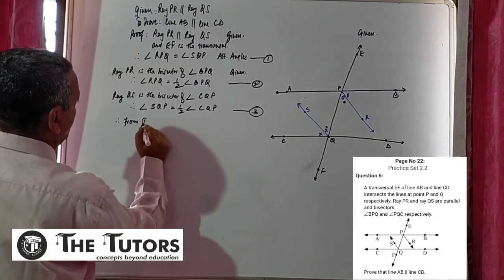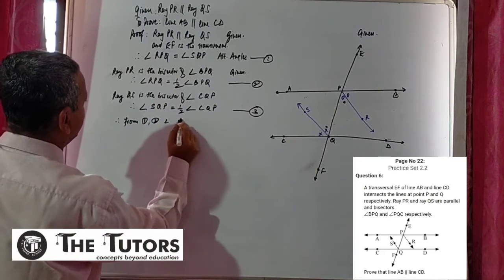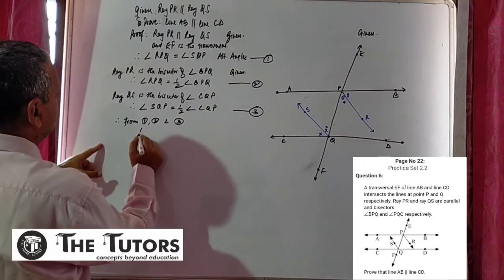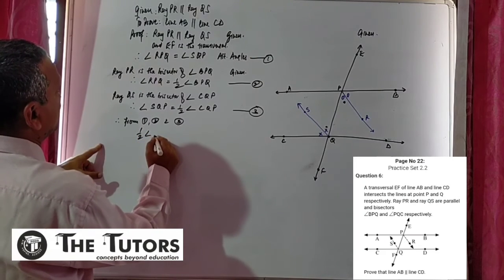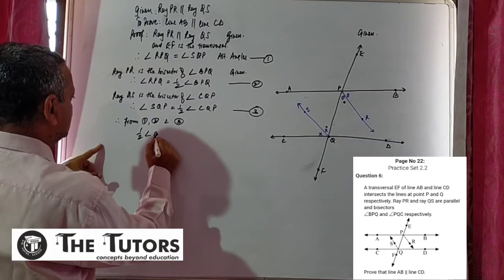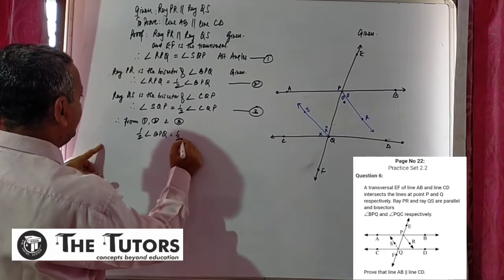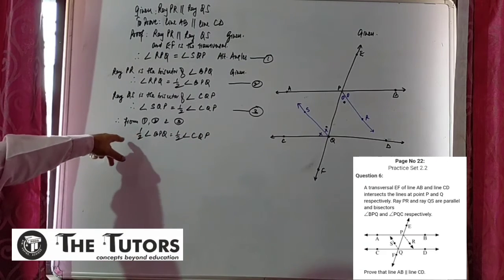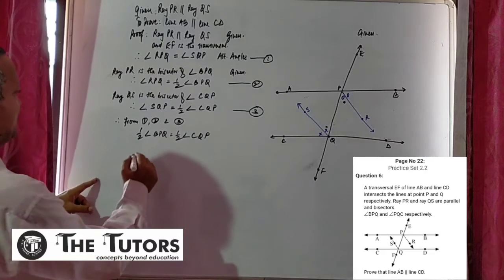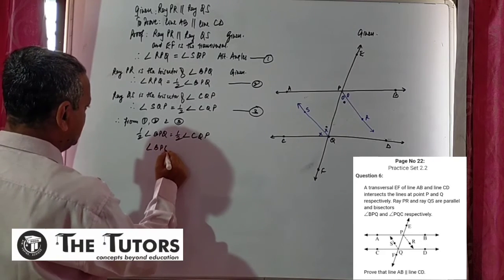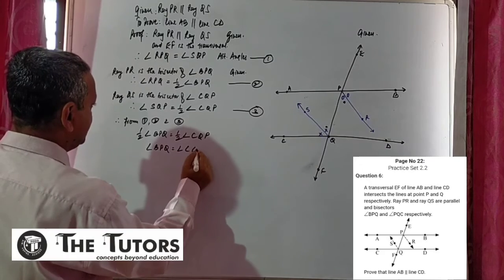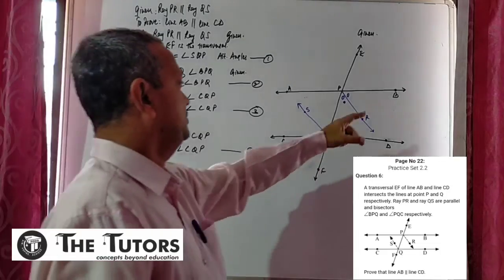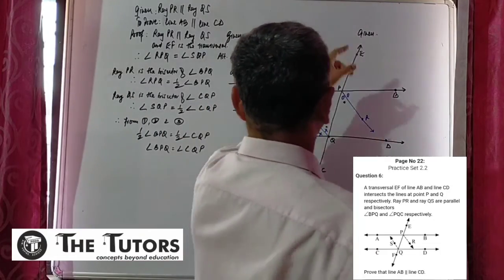Therefore, from 1, 2 and 3, you have half angle BPQ is equal to half angle CQP. We take half off from both sides. Angle BPQ is equal to angle CQP. What is that? 4. Angle BPQ is equal to angle CQP.